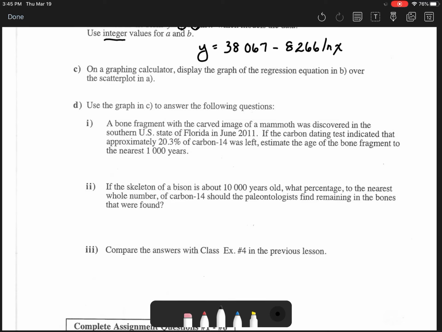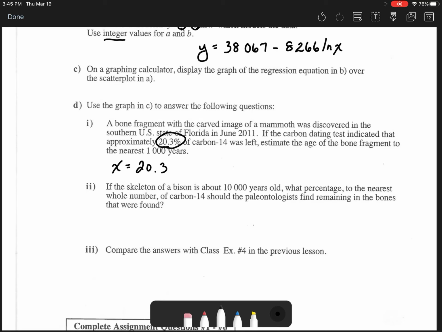A couple of things here. They have given me 20.3% of carbon-14 was left. In today's example, we've switched the x and y values from last day, so that means they have given me an x value equal to 20.3. Remember, they can only ask you one of two things: they'll give you the x value and expect you to find the y, or they will give you the y value and expect you to find the x. In this question, they've given me the x. They are looking for the y value.